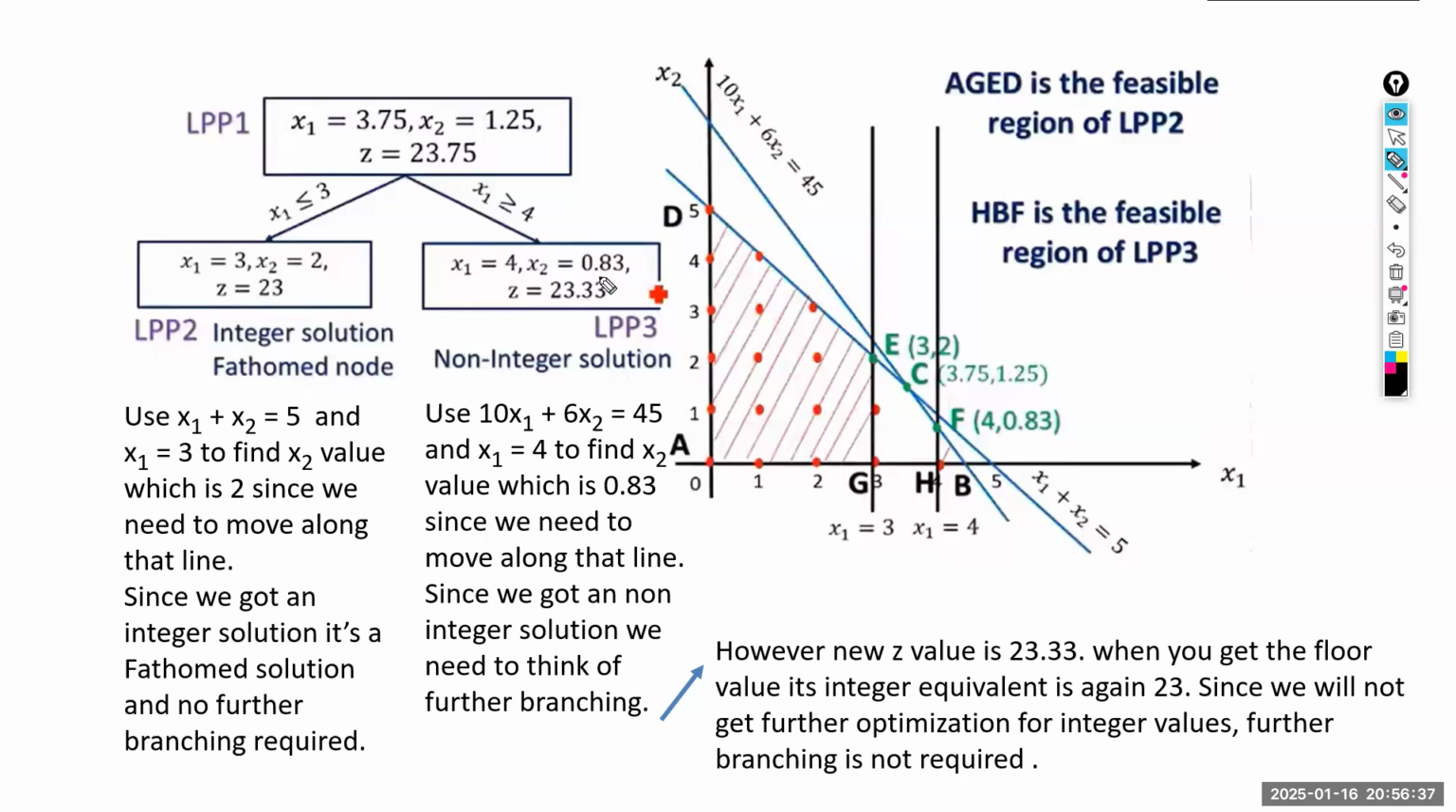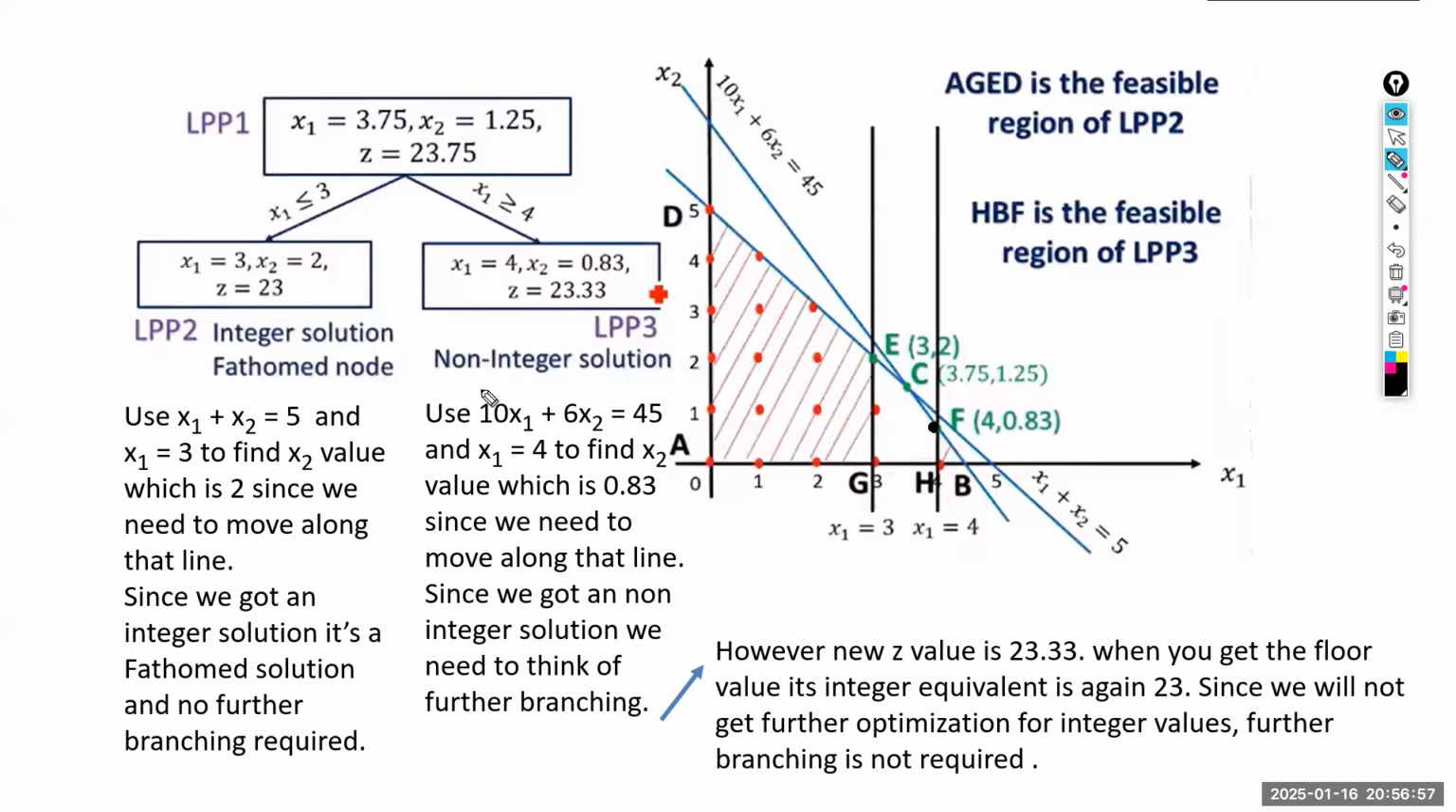But this is not a fathom node. Now read this. Since we need to move along that line, right? Since we got a non-integer solution, we need to think of further branching.